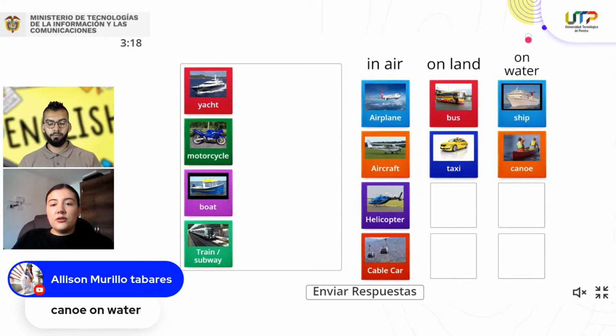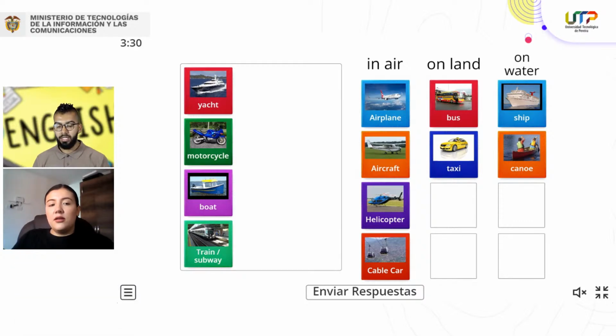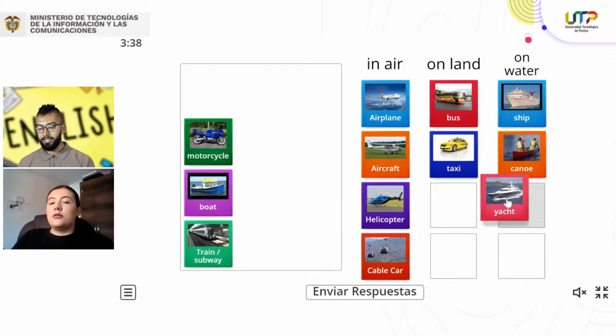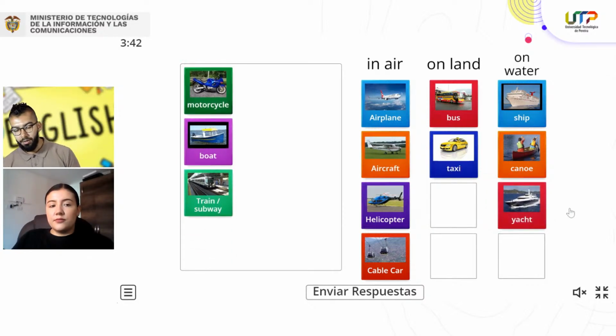Javier Alejandro also says that yacht on air. But I think that is incorrect, right? Exactly, that's not true. Look at the picture. What's under the yacht? We have water. So remember that the yacht moves on the water. Okay, it's similar to a ship. It moves on the water. Very good. No problem with that one.